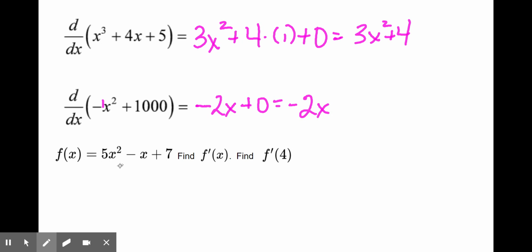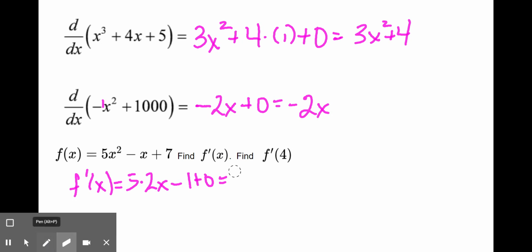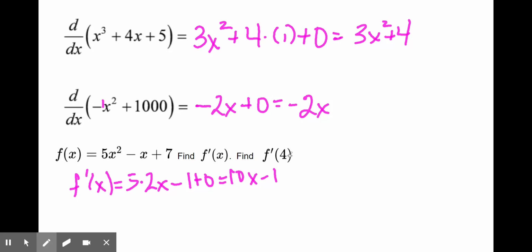Okay, let's look at this. F of x is 5x squared minus x plus 7. Find f prime of x, and then find f prime of 4. So let's find f prime of x first. Okay, find the derivative. All right, so I just do them separate. Leave the 5 out of it. Bring the 2 down. Take 1 from the power. Minus, the derivative of x is a 1. The derivative of 7 is nothing. So I have 10x minus 1. There's my derivative, f prime. So now I want you to find for me f prime of 4.